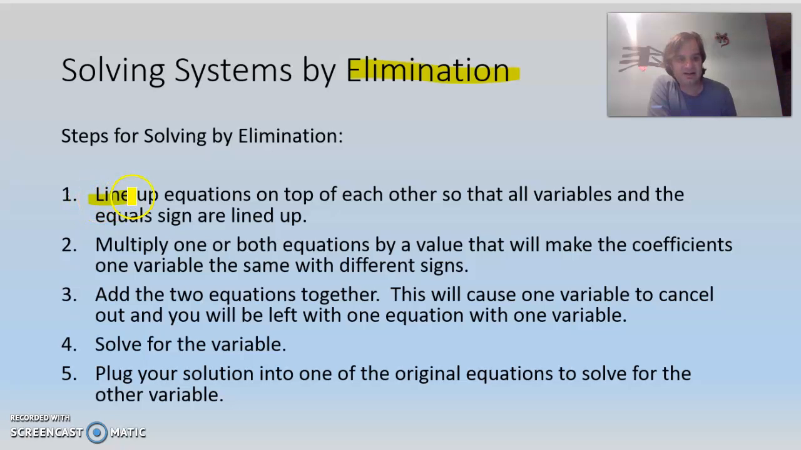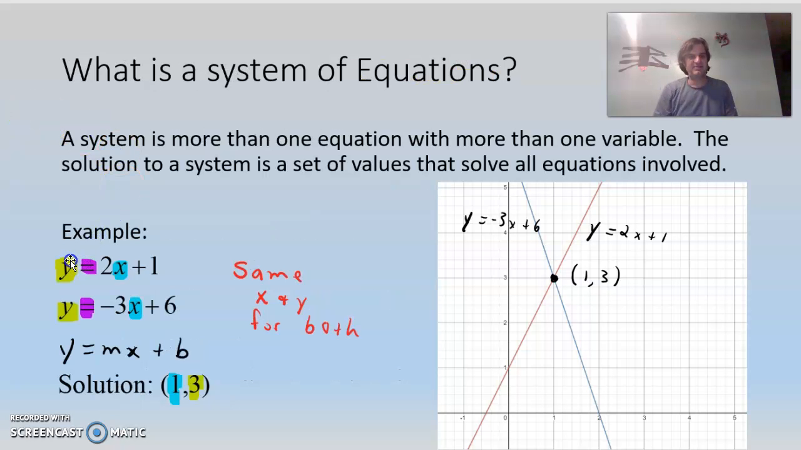So the setup here is we've got to line the equations up on top of each other. And we've got to do this so that all variables and equal signs are lined up. What I mean by that, if we go back to the original example I had, which was the two linear equations, y equals 2x plus 1 and y equals negative 3x plus 6. If you notice here, the equal sign, the y and the x's are on top of each other. They're in the same order. So we want to line those up so they look like similar equations.